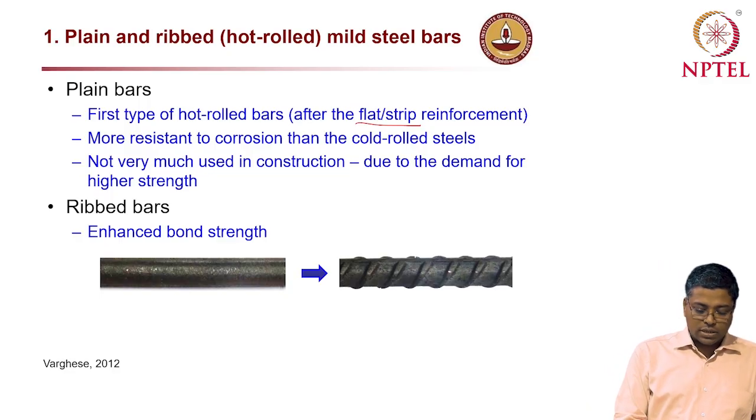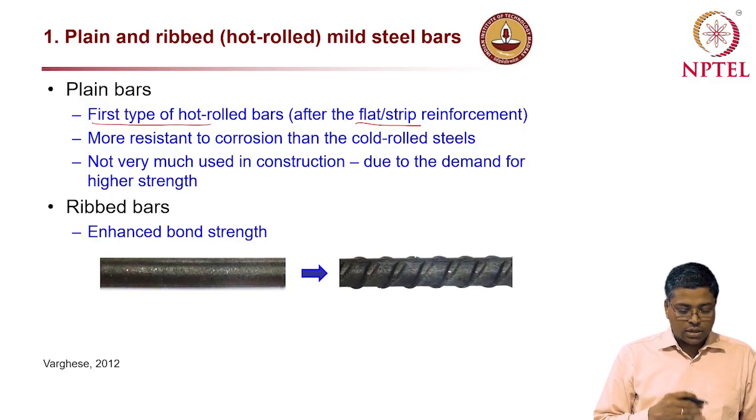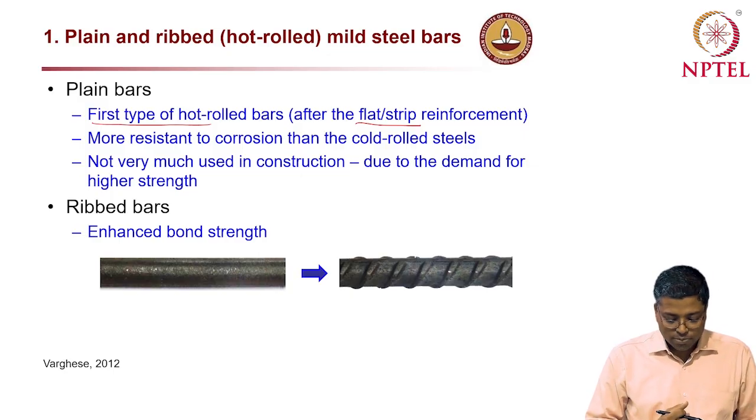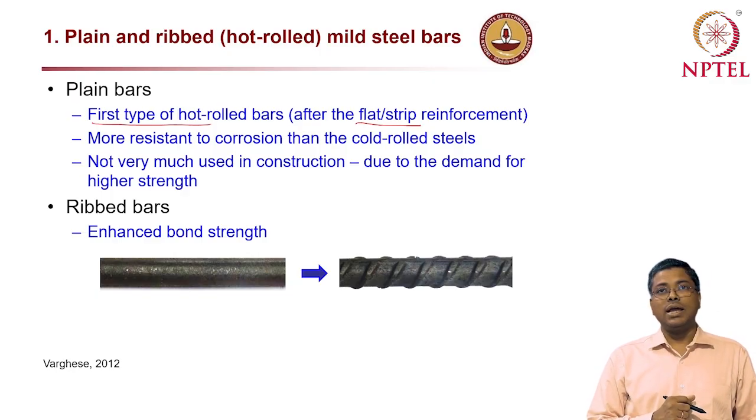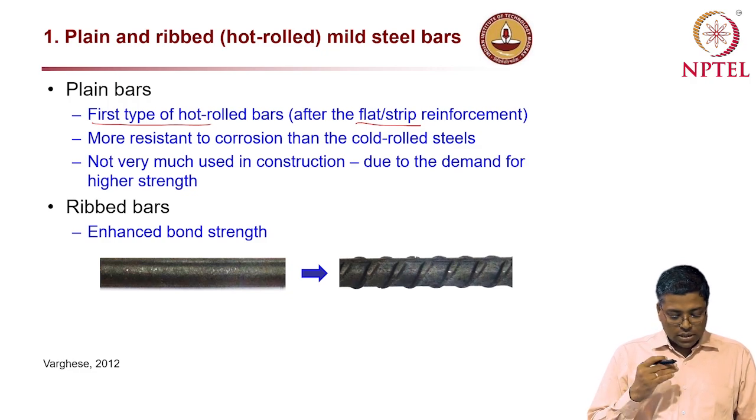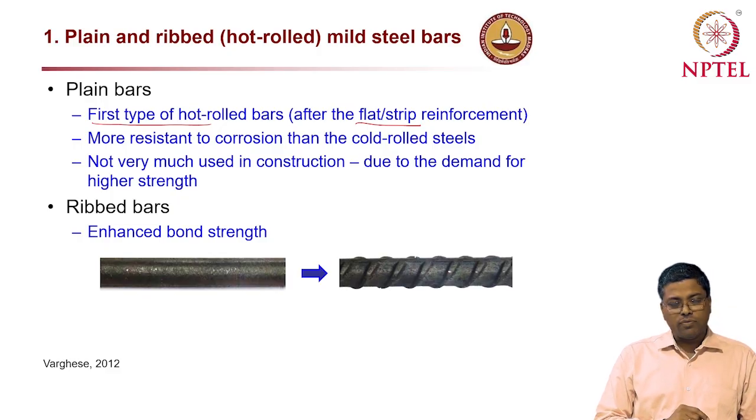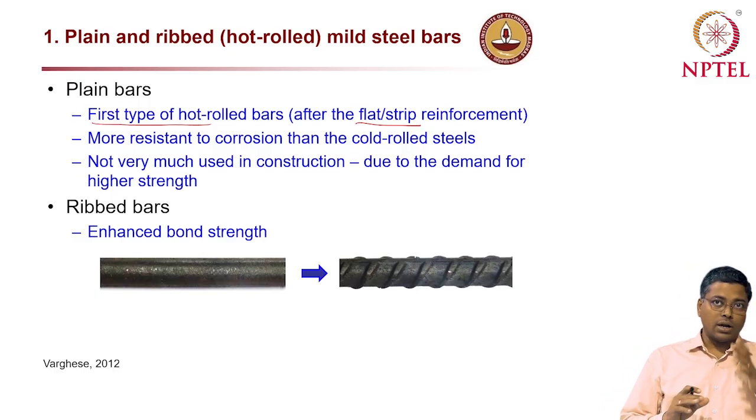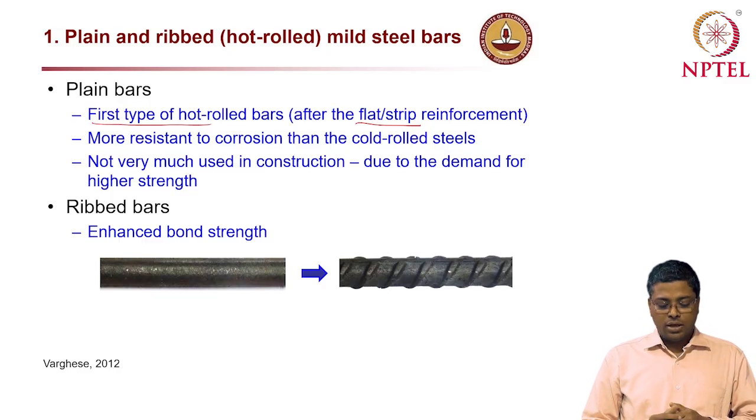In the plain rebars, these are the first type of hot rolled rebars. Initially the flat or strip type reinforcement were used, and then the industry started using round shaped rebars, and these are actually more resistant to corrosion than the cold rolled steels, because the energy level of this type of steel is less. But they are not very much used in today's construction. Mainly today we are talking about high strength elements, and the demand for high strength materials is there, so we are not using plain or mild steel rebars much.